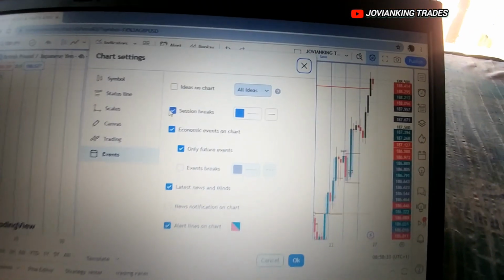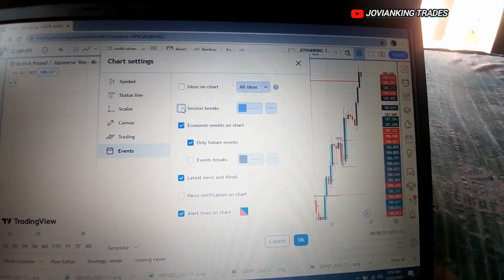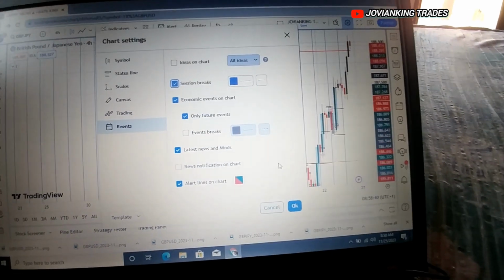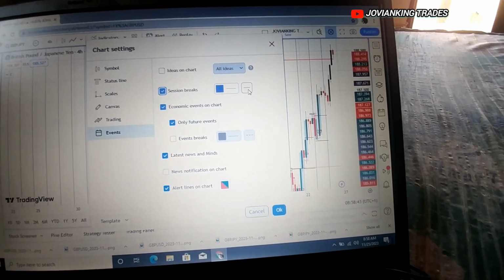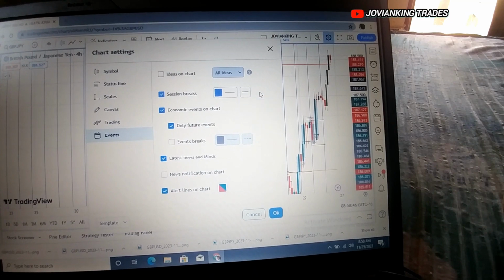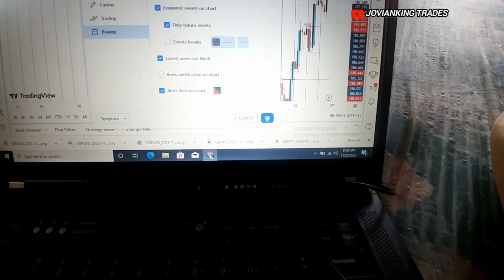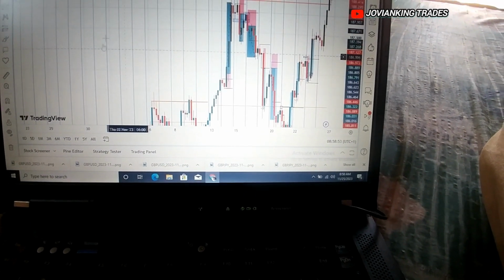You see section breaks. If I turn it off, it goes off. If I turn it on, it comes on. Then this is section breaks, those blue horizontal line section breaks. You can come here to change the color and whether it will appear in line or any form. That's it. So after that, you press OK. Then on your chart we have the blue horizontal lines.